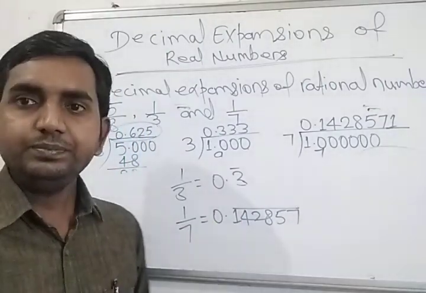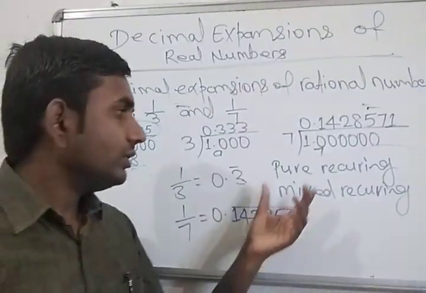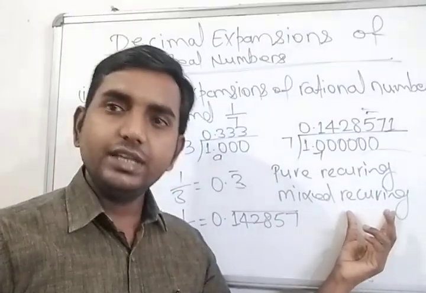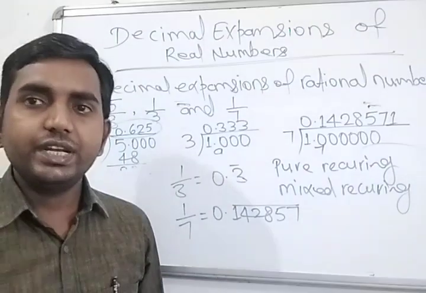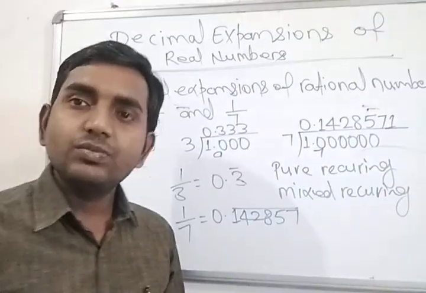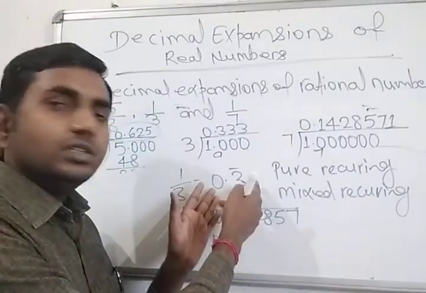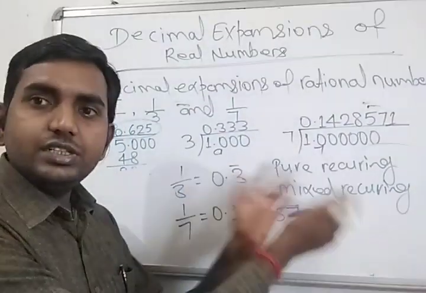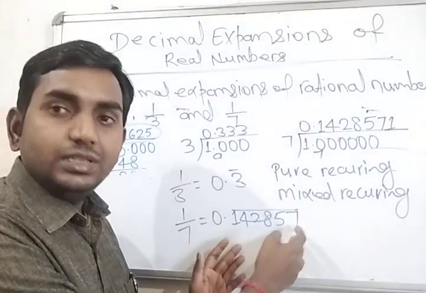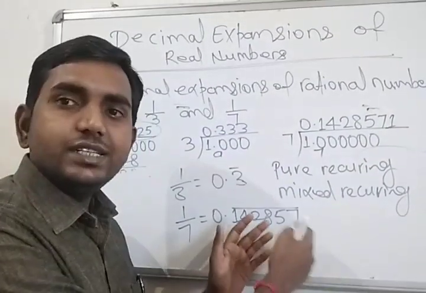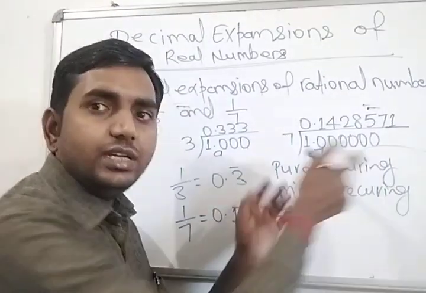Here we have pure recurring decimal and mixed recurring decimal. Pure recurring decimal, what does it indicate? It indicates that in the decimal expansion of a real number, all digits start to repeat. Here the digit 3 starts to repeat. Here, 0.14285, in this case the whole list of digits repeats. So both are examples of pure recurring decimal.